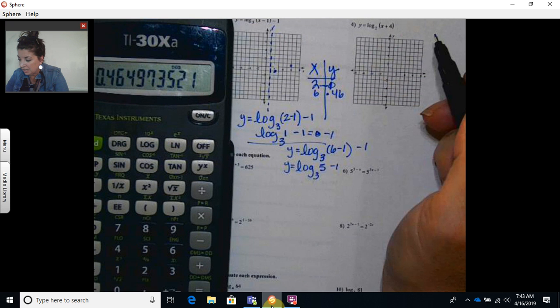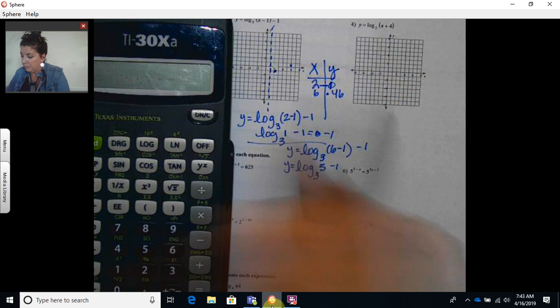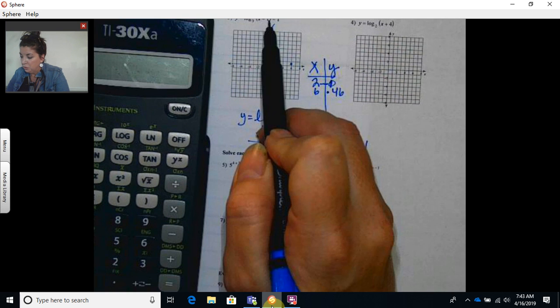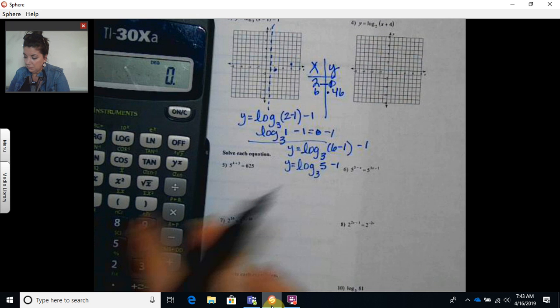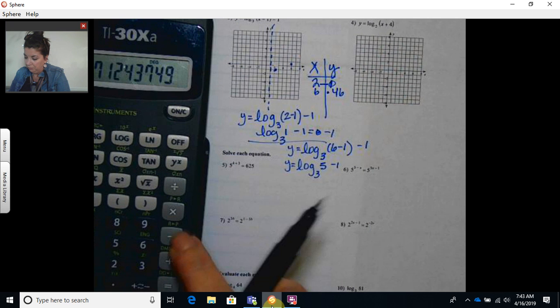Is that going to be a straight line? No, it's a logarithm, right? Well, let me just try 8. I'm running out of room, so I can probably do this in my head. 8 minus 1 is 7. So I'll do log of 7 divided by log of 3, and then subtract 1. So when x is 8, it's at 0.77.